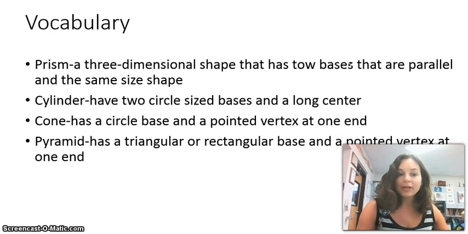Oh, we have more vocabulary. We have a prism, a three-dimensional shape that has two bases that are parallel and the same size and shape. A cylinder has two circle-shaped bases and a long center. A cone has a circle base and a pointed vertex at one end, and a pyramid has a triangle or a rectangle base and a pointed vertex at one end.